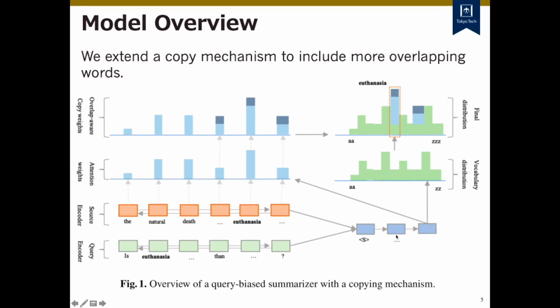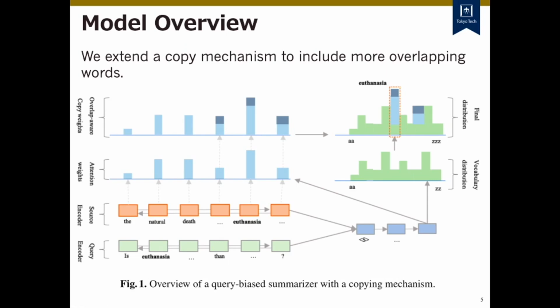The decoder first calculates a probability distribution over a predefined dictionary. And also, the decoder calculates the attention weights over the words in the source document. When we calculate the attention weights, we use the information from the encoded query and the hidden state of the current decoder LSTM. So we can obtain a query biased attention weights here.